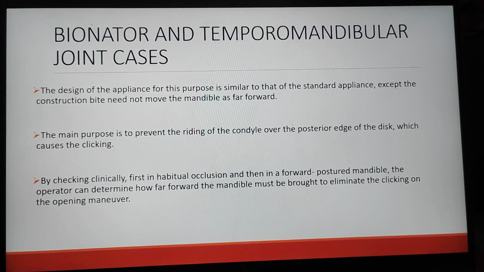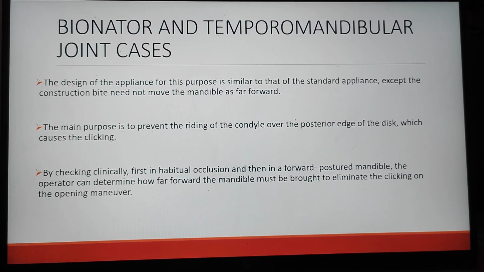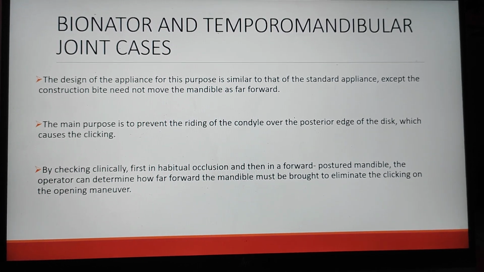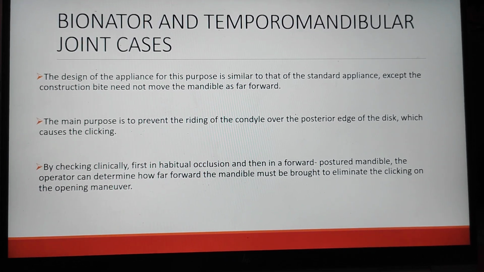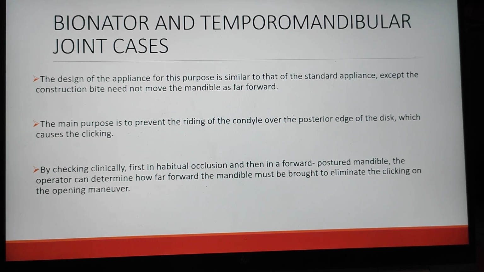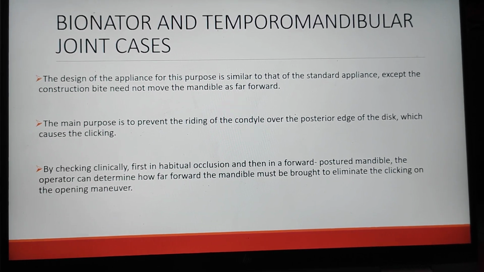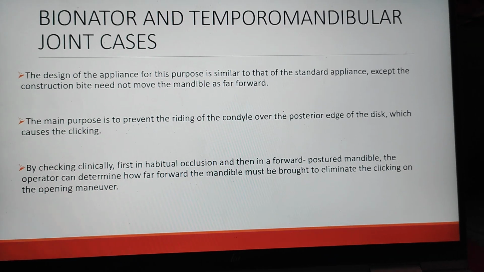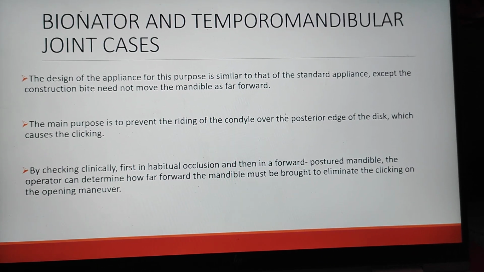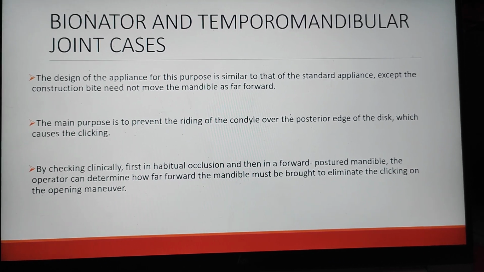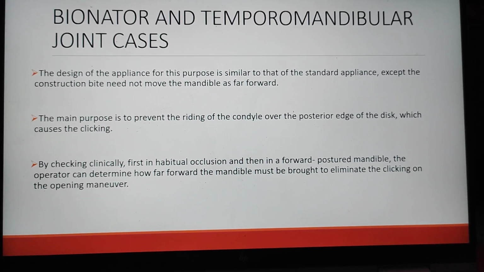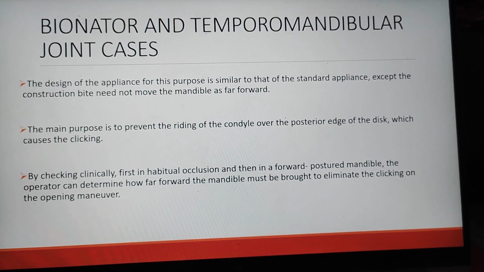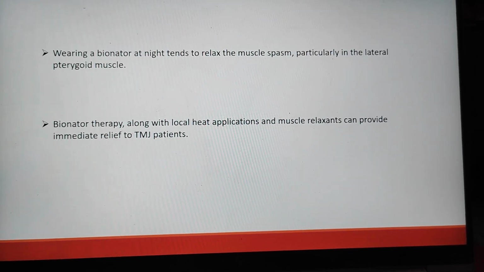Now we'll discuss the relationship of the bionator with temporomandibular joint cases. The design of the appliance for this purpose is similar to that of the standard appliance, except for the construction bite needed to move the mandible forward. In this situation, the construction bite is taken such that the mandible is only moved up to a position where the overriding of the condyle onto the articular disc could be avoided.